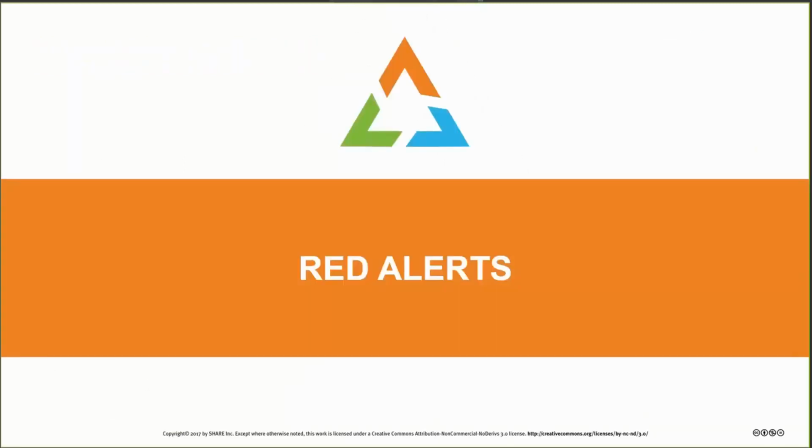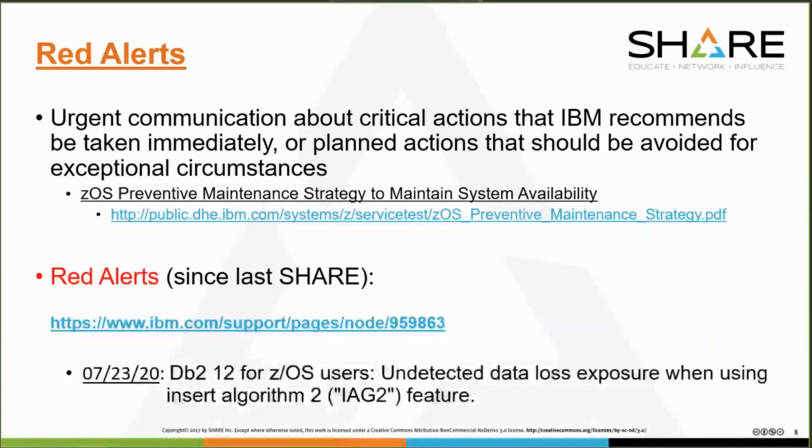Now I'm going to talk about the red alerts since the last SHARE conference in Fort Worth. We use red alerts for urgent communications about critical actions that we recommend be taken immediately, or planned actions that you should take to avoid exceptional circumstances. This red alert process is defined in the z/OS preventive maintenance strategy to maintain system availability document, and I've provided the link below for your reference.